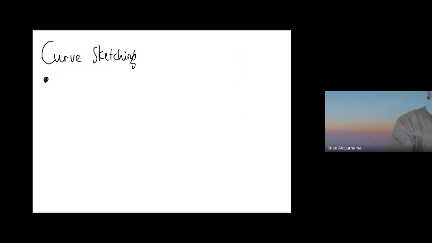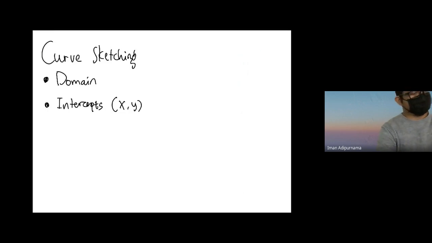So first, think about domain. Second, think about the intercepts, both x and y. So this means what happens when x is 0, and what happens when the function is 0. Can you find the intercept? Can you find maybe the roots, like in the previous graph where the curve is crossing x? Can you find that?